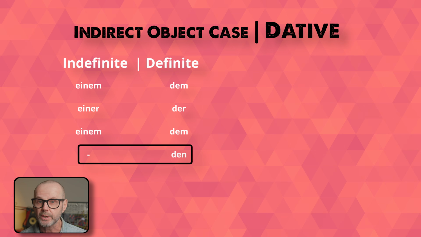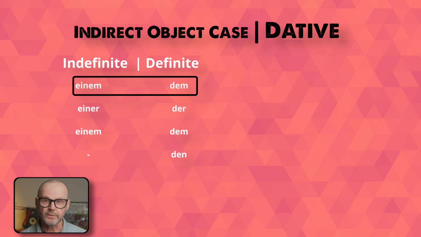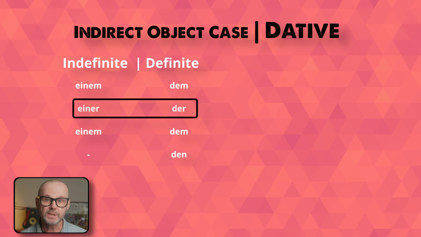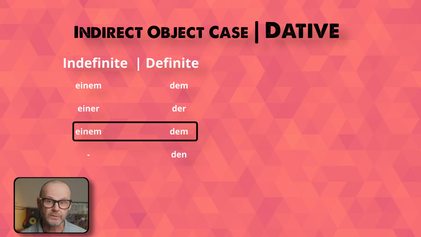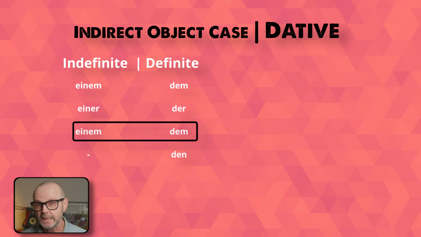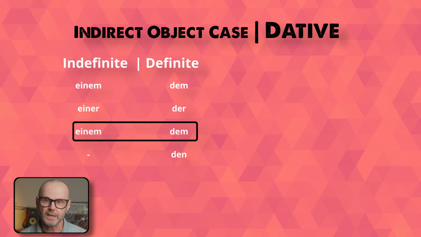It doesn't matter whether we're using the definite or the indefinite articles. The endings are the same. Compare these and you'll see that both sorts of articles give us the same information in the same way. They use the same endings. It doesn't matter whether we're using the definite or the indefinite articles.